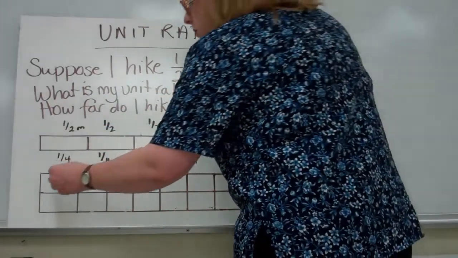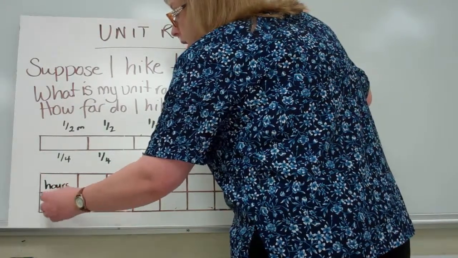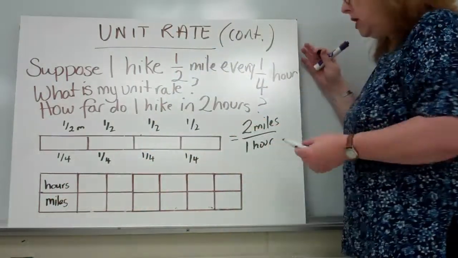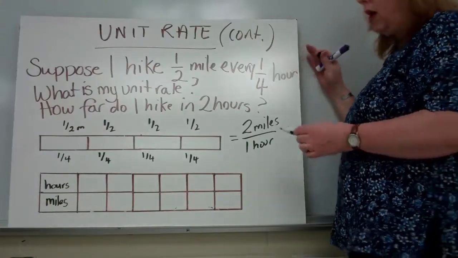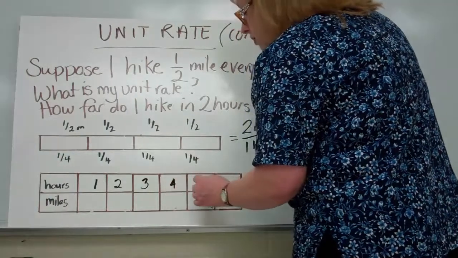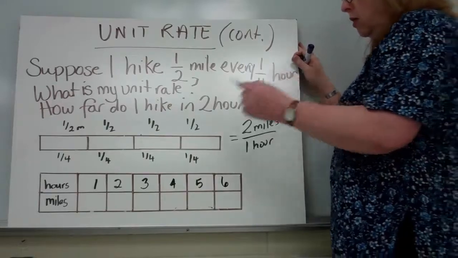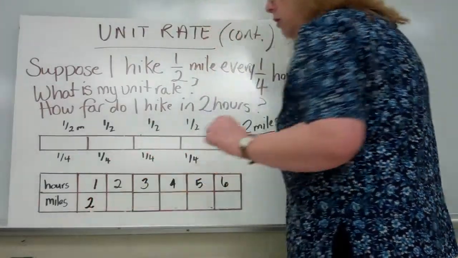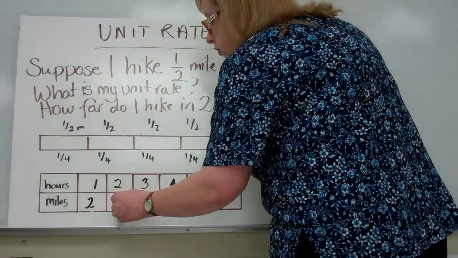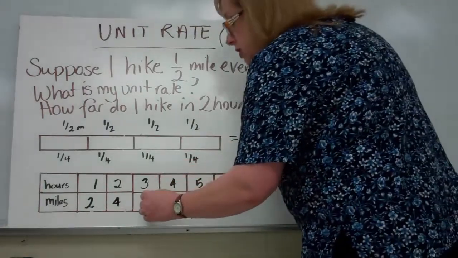Alright, so let's make the table. We're going to do hours, and we're going to do miles. Because now I know my unit rate of 2 miles per hour, I can fill out a table with some different values. And I don't just have to use whole numbers for this. So in 1 hour, I go 2 miles. Well, in twice as much time, I'm going to go twice as far, 4. And in 3 hours, I can do 3 times as much, or 6.